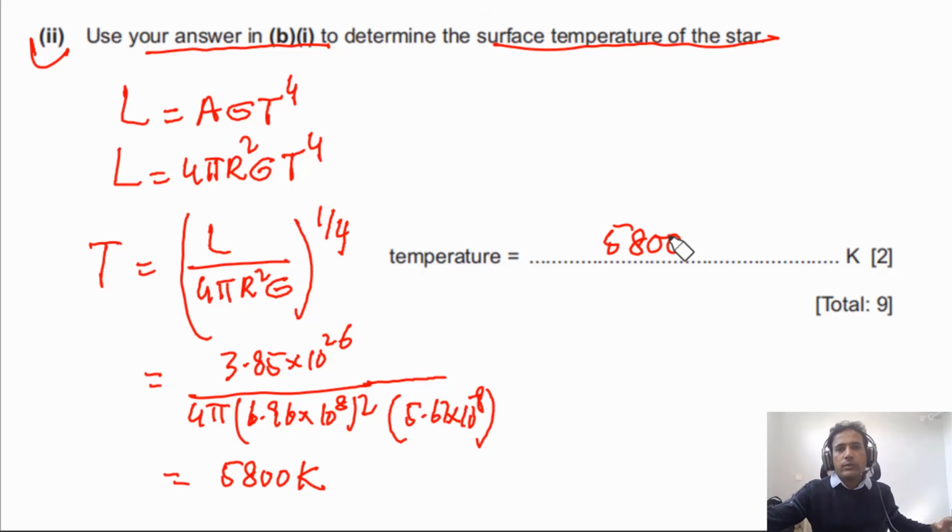So this is how we can answer these questions. We have done this whole paper. I hope you have a better understanding of these questions, and if you have any questions, please leave them in the comments and I will try to answer as soon as possible.